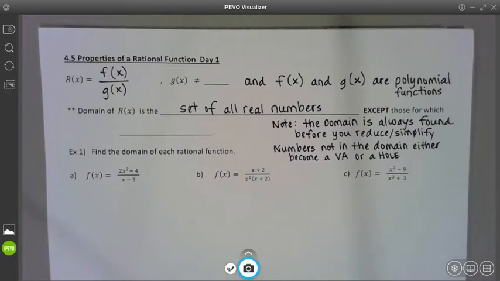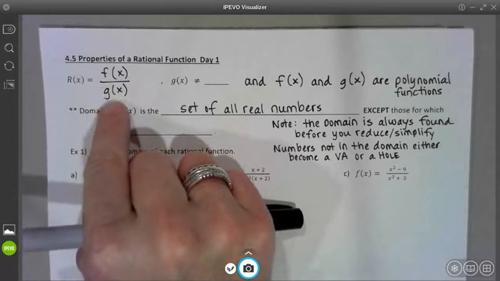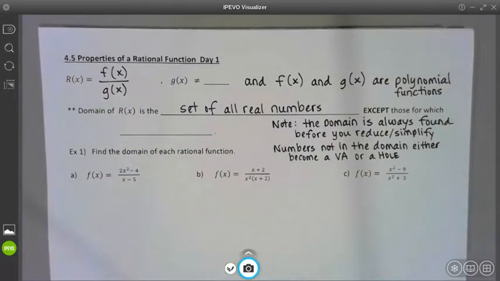So far in chapter 4, we started off by seeing what a polynomial is, how to find the zeros of a polynomial, and what the graph of a polynomial is going to look like. In section 4.5, you're going to find out what happens when you take a polynomial and divide it by another polynomial, and what the graph of that type of function looks like.